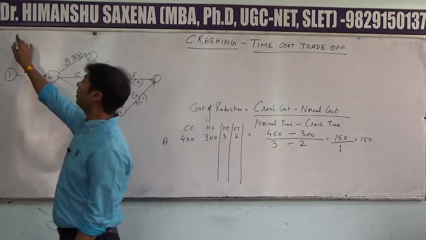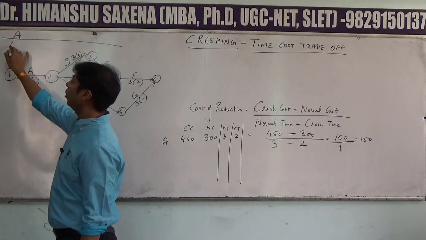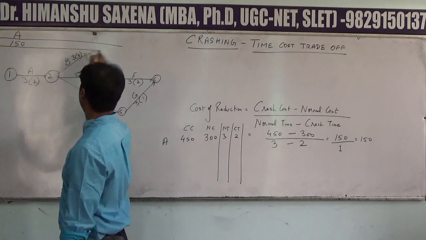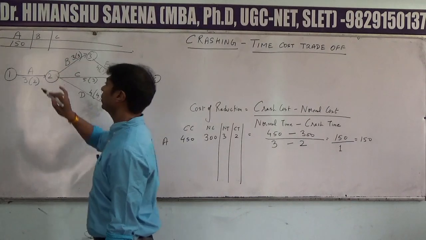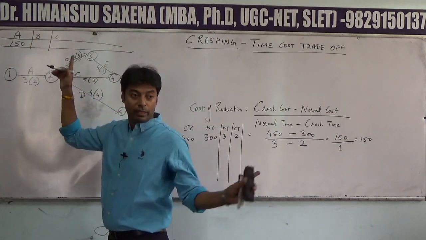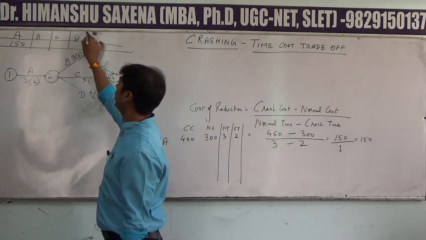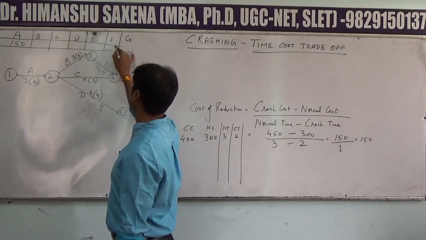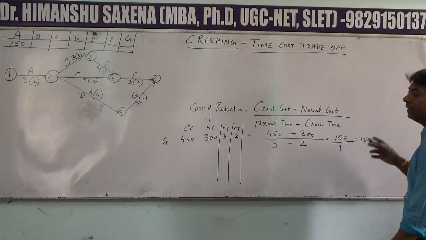Right? So we start placing all these values in our table. The cost of reduction for activity A is 150 rupees. Next, we are going to calculate the cost of reduction of activity B by using this same formula, then cost of reduction of activity C, D, E, F and finally G. So we have to calculate the cost of reduction of each activity.